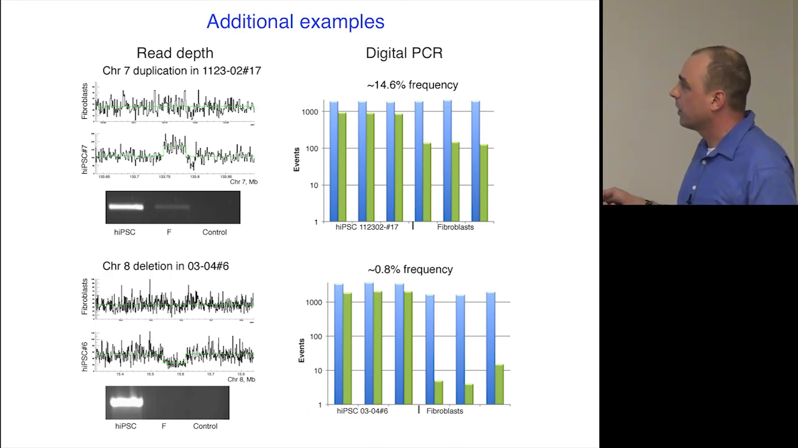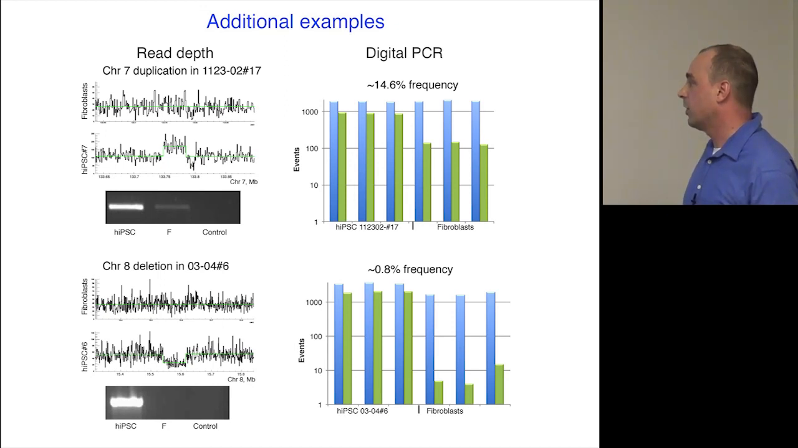You have the IPS signal here and the fibroblast signal here, and you see the drop. This comes out to roughly 15% frequency. Roughly 15% of the cells in that culture have this variant. You just can't see it on the read depth track.